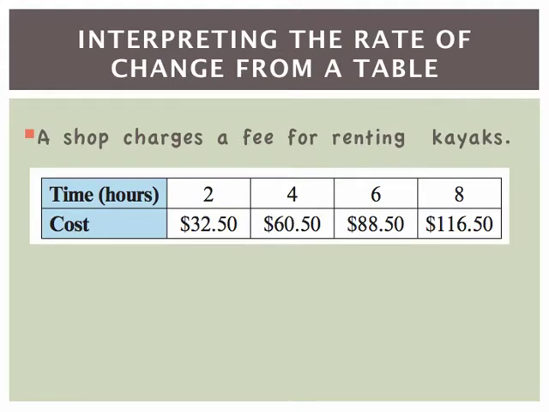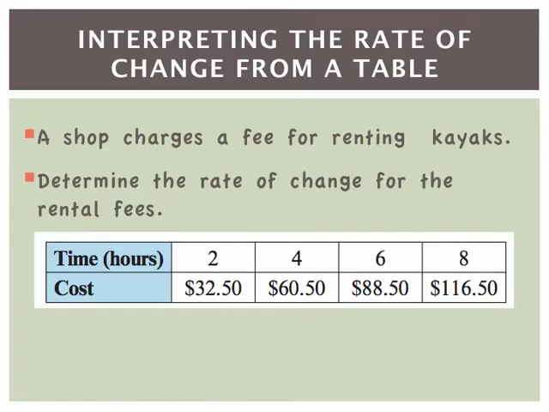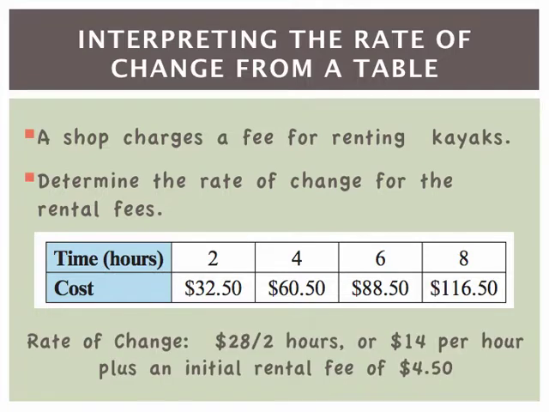Now on this table, which shows fees for renting kayaks, we're asked to determine the rate of change for the rental fees. So here's what I notice in the table. As the hours increase by 2, the cost increases by $28. Do you see that? So the rate of change is $28 for every 2 hours, but we can simplify that to $14 per hour.